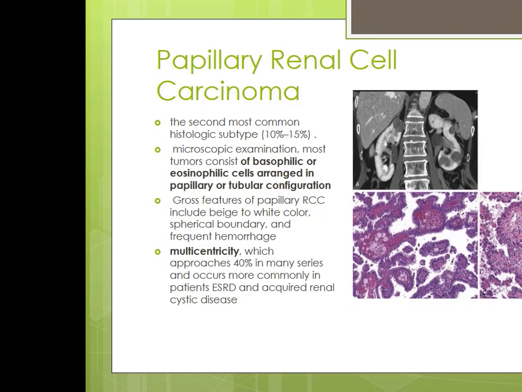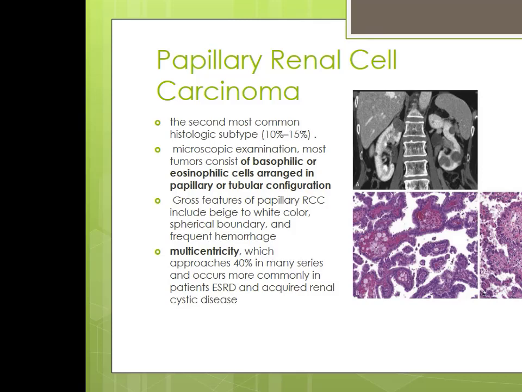Papillary RCC is the second most common subtype, representing 10 to 15%. The microscopic examination reveals basophilic or eosinophilic cells arranged in a papillary or tubular configuration. You can see papillae are finger-like projections or frond-like projections, and we can see there are multiple papillae in these 2 images. So these are basically the papillary RCC. The gross features of papillary RCC include beige to white color with spherical boundaries and frequent hemorrhage.